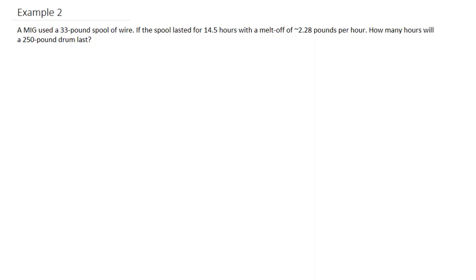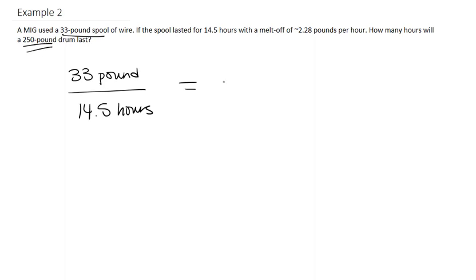And so how we can do this is we have a 33-pound spool of wire, and then it lasted for 14.5 hours. Now the question is, how many hours will a 250-pound drum last? So we have 250 pounds. So that will go on the top because we want to keep the same unit in the numerator and the same unit in the denominator. So the denominator is hours, and we're asking for how many hours, so that would be our unknown. So we'll just put x there.